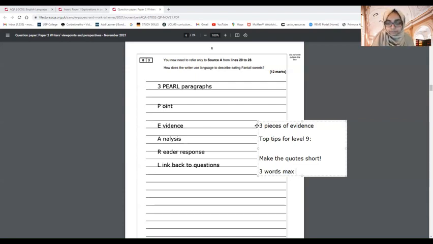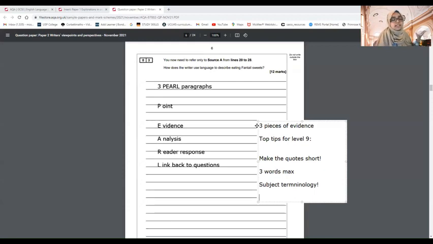And make sure, another thing, is that you really put in subject terminology for every single quote you do, because this question is testing your ability to analyze use of language. So what does that mean? Use of language devices. So what does subject terminology mean? Things like metaphors, similes, personification, but also nouns, adjectives, alliteration, all of this stuff.